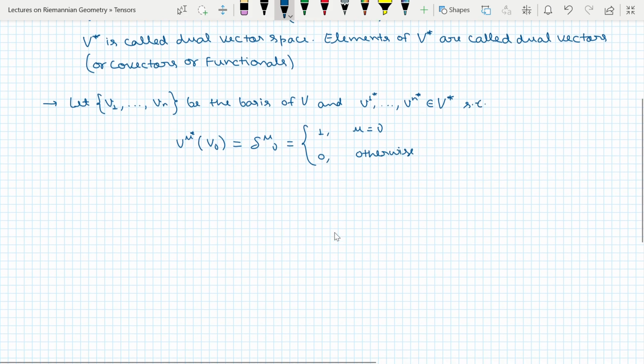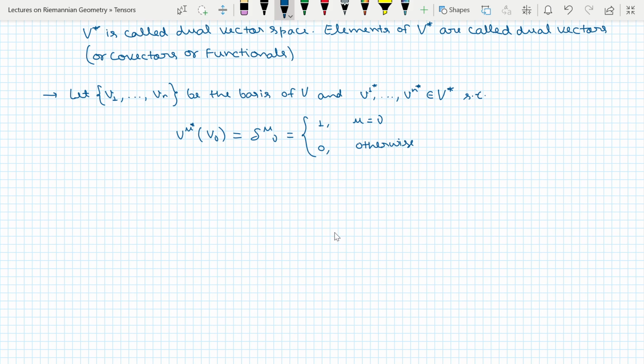Now, there is something interesting about it, and you might guess what I am doing. There is a reason why I have taken only n elements from the V star. So let's do certain things. I am going to make the first claim here. What is the first claim?